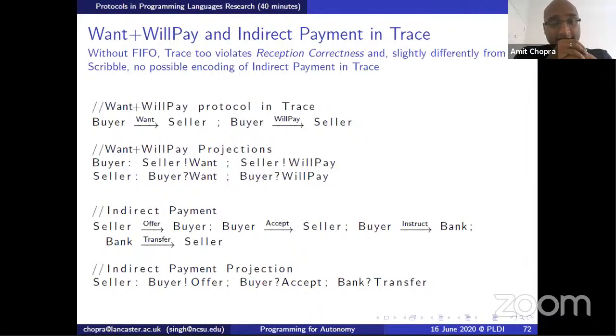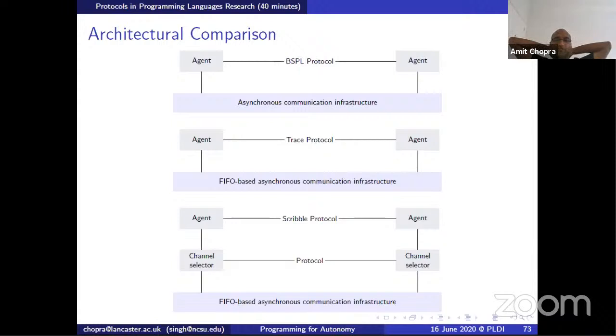So the conclusion is that in Trace you can't encode both these protocols. If you look at it architecturally, then the BSPL approach, if you specify the protocol in BSPL, all it needs from the environment is an asynchronous communication infrastructure, and no other assumptions are made. All approaches will of course need the assumption of non-creativity, that the infrastructure only delivers messages that were sent. So that's common to all.